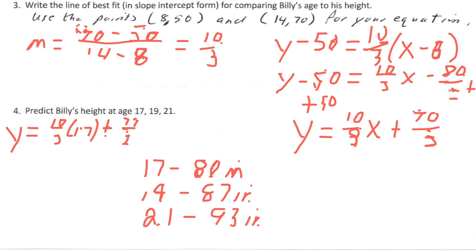Which is pretty darn tall. You consider it 93 divided by 12. Will make it 7 and 3/4 feet. That's pretty darn tall. I'm not sure we've had anybody that tall in a long time in the world. But anyway, using our equation, that's what we're going to get. Now, this is assuming he doesn't stop growing.